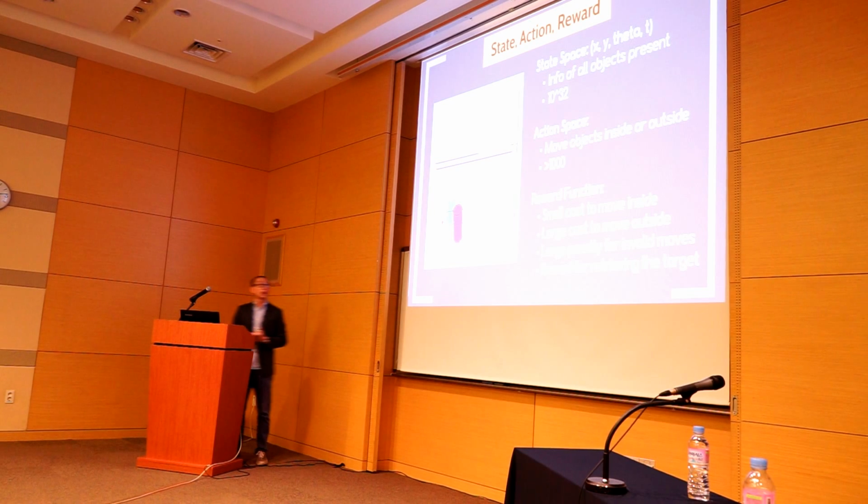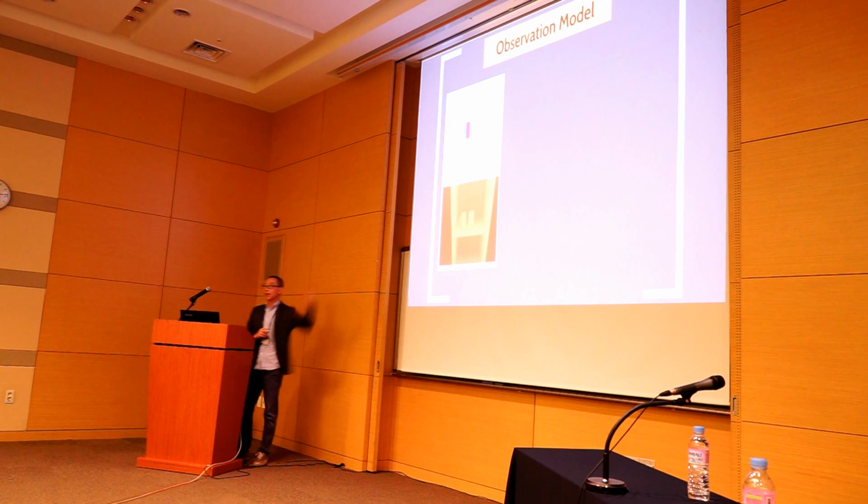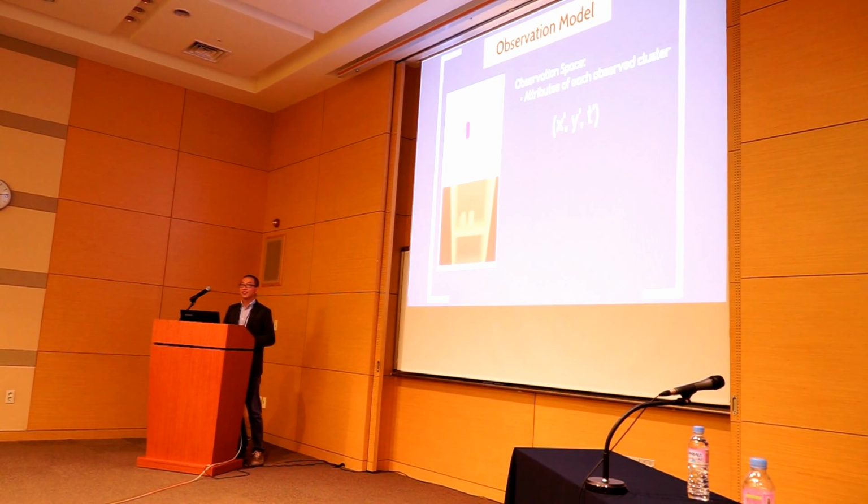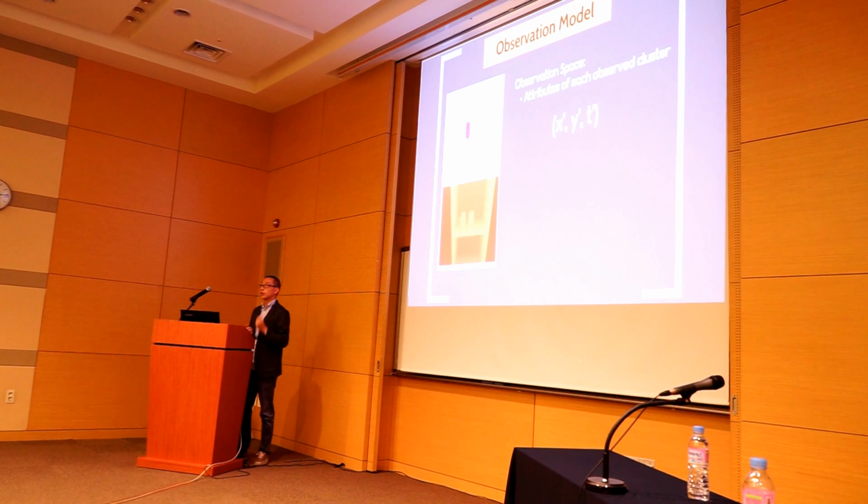For the reward function, we assign a small cost to moving an object inside, a large cost to moving an object outside, and a large penalty for any invalid actions, meaning any action that results in collision among objects. Finally, we give the robot a reward for successfully retrieving the target object. Next, the observation model. On the left are the Kinect's RGB and depth images, from which an observation will be extracted. The observation contains the attributes of each observed cluster.